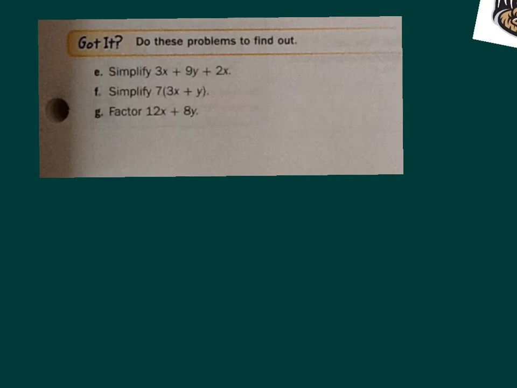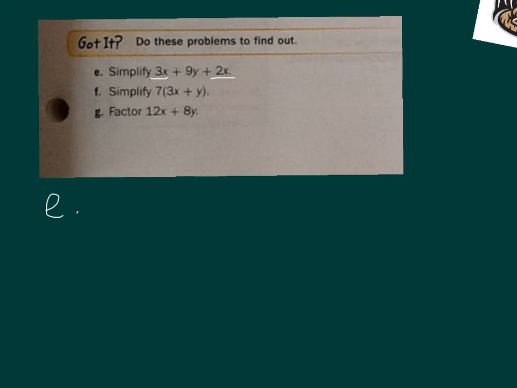You can follow along with me on page 497. We are going to do E, F, and G. We need to simplify these problems. So first thing we're going to do is look for like terms. So in letter E, I have like terms of 3x and 2x. I know they're like terms because they both contain an x.